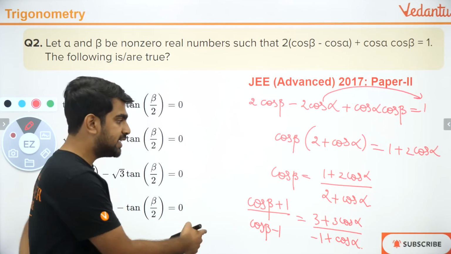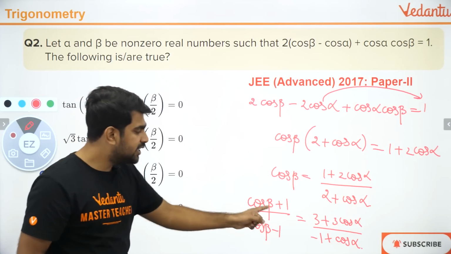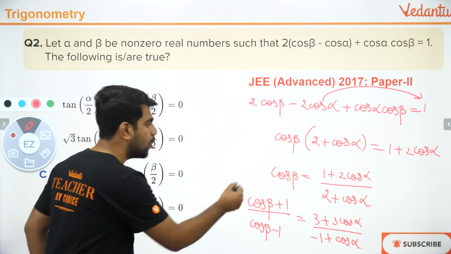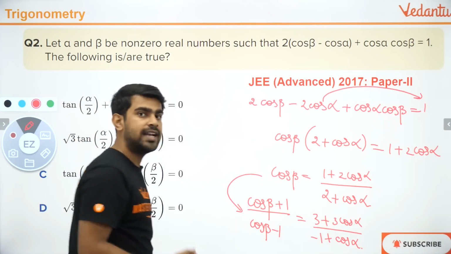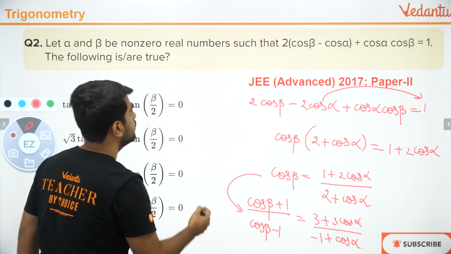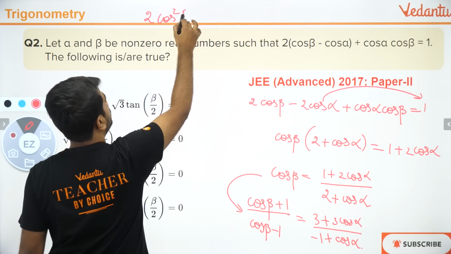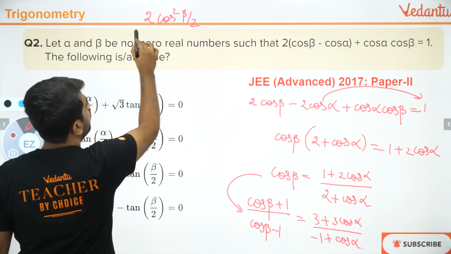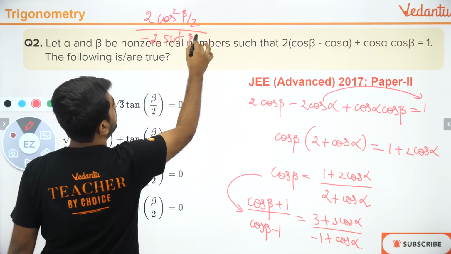Are you guys able to sense what I just said and what I just did? How will this give you half angle, sir? I don't understand. You said componendo dividendo. Okay, I understand. But how will this give you half angle? Guys, look carefully. What is 1 plus cos beta? 1 plus cos beta is 2 cos square beta by 2. And what is 1 minus cos beta? 1 minus cos beta is 2 sine square beta by 2.